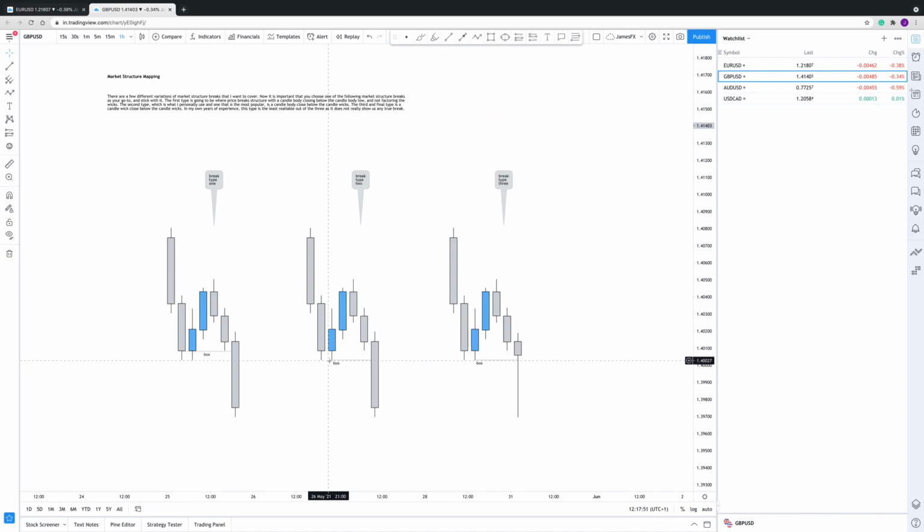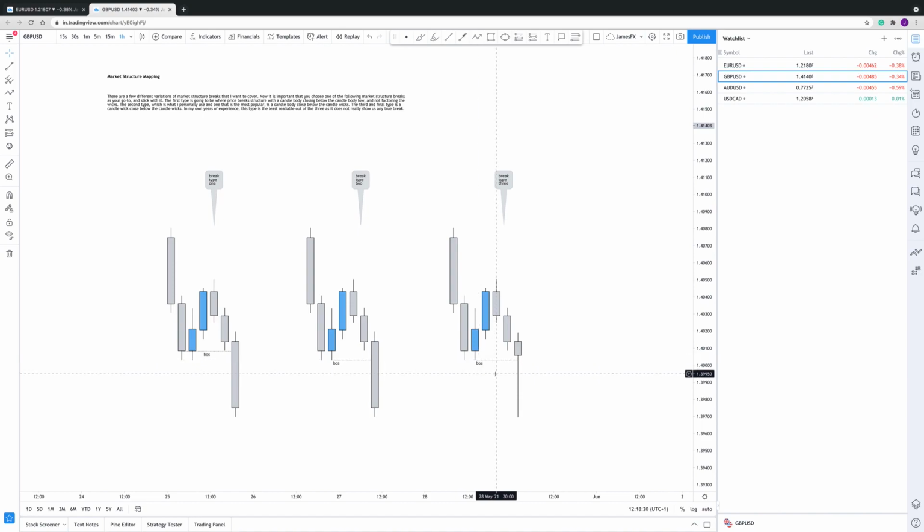Now this is the one that I personally use, and it is the most popular, definitely, because I think it is the most reliable. So it's definitely the one I recommend for you to use, but again, it comes down to your own preference and what you find the best consistency with. So type 3, this is the final type. It is a candle wick closing below the candle wicks of the low.